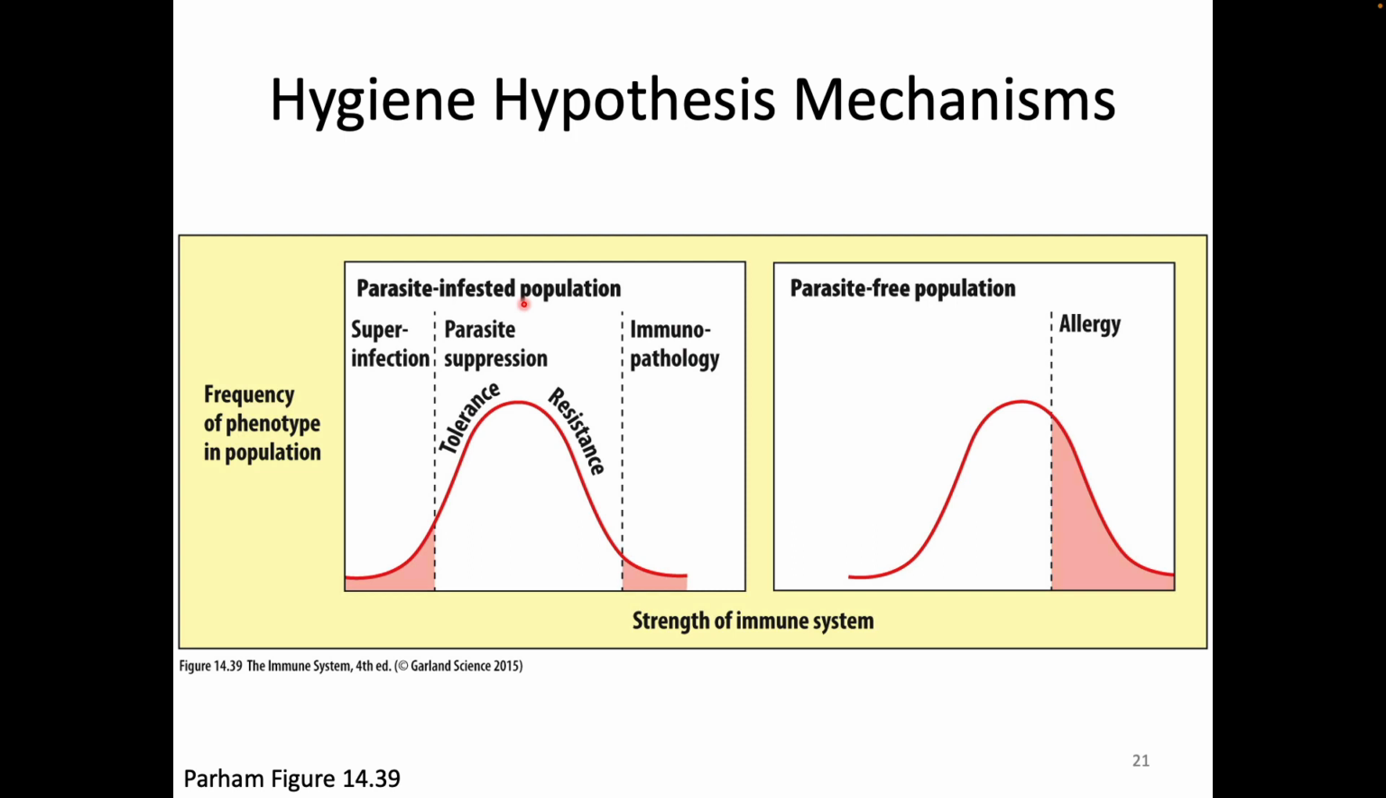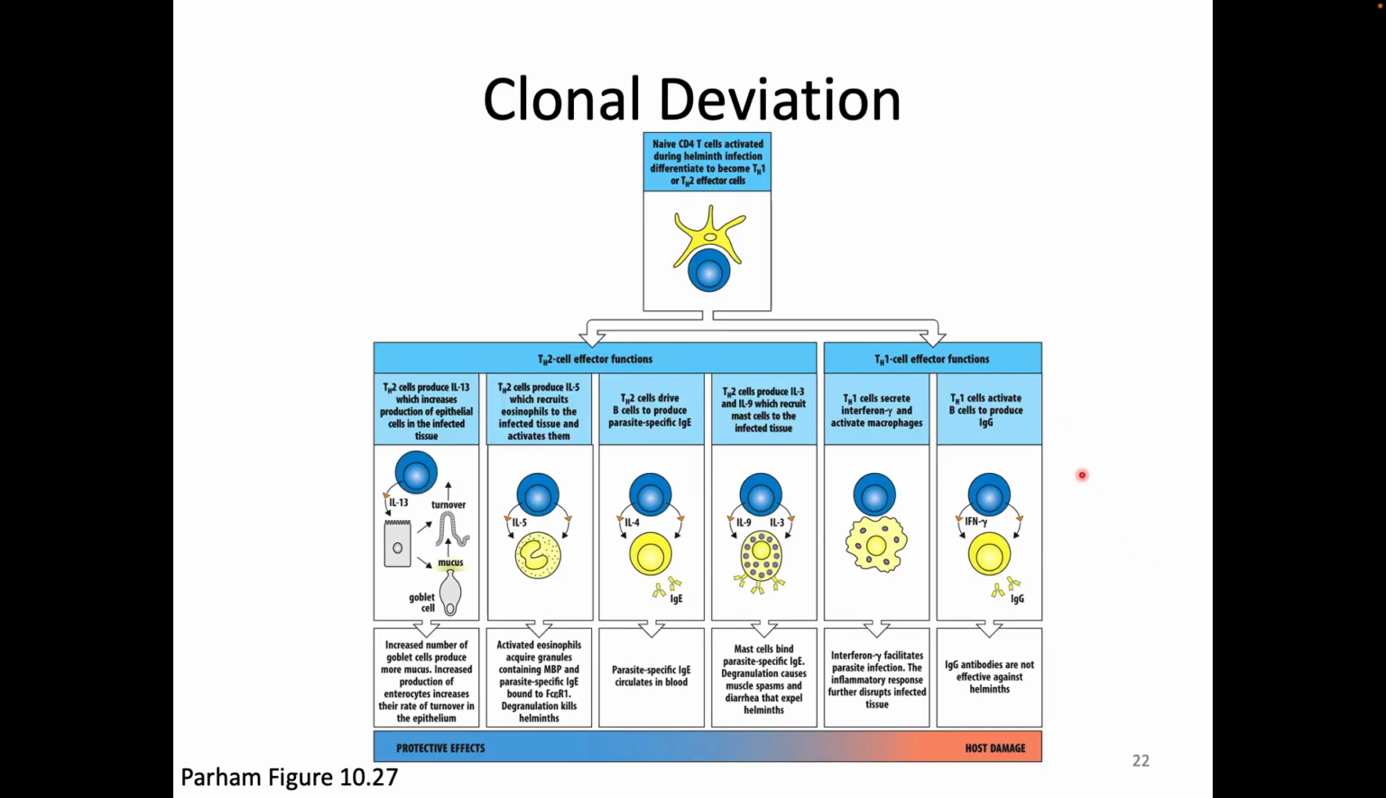If all of us are infected with a parasite, as a whole, we're all going to get shifted to having a reduced immune response. All of our immune systems are going to be lowered. So there aren't going to be very many people who are above the level needed for autoimmunity. If we get rid of all of our parasites, our whole population is going to shift towards having a better immune response, and more people are going to be above that bar leading to allergy. And so there's probably quite a bit going on here, but these are all things that come out of us understanding and thinking about clonal deviation.